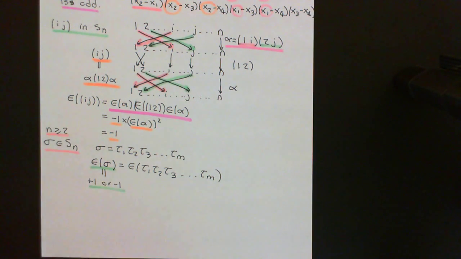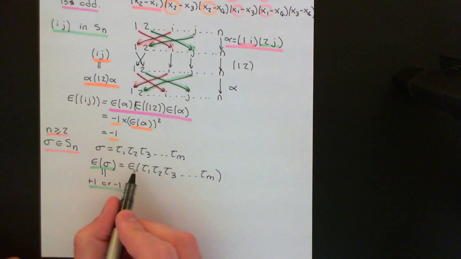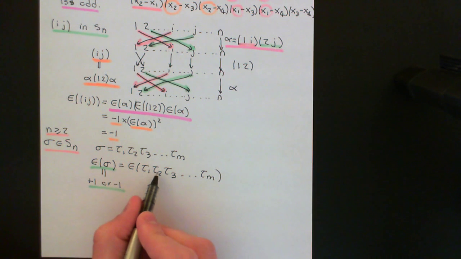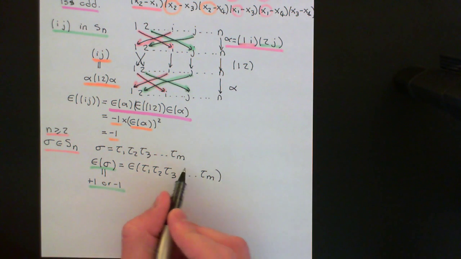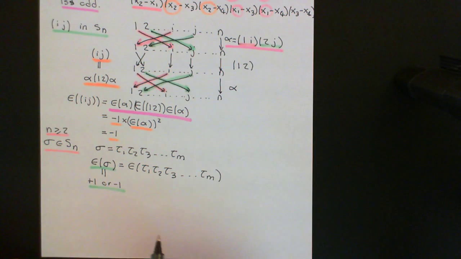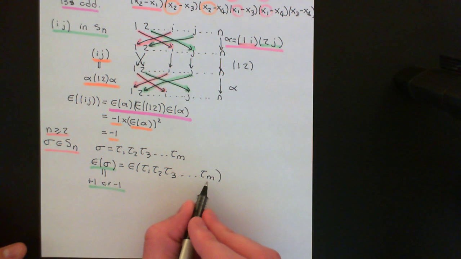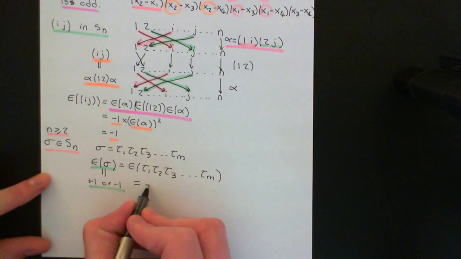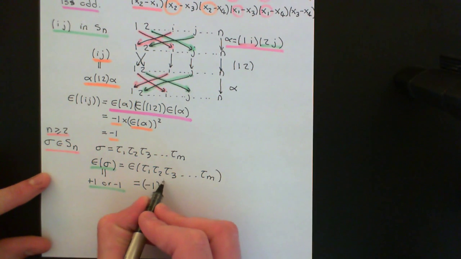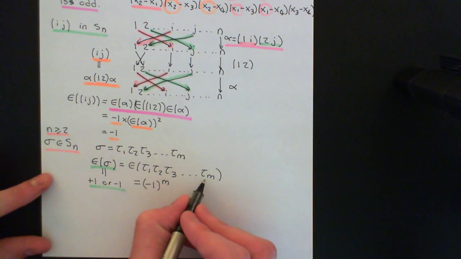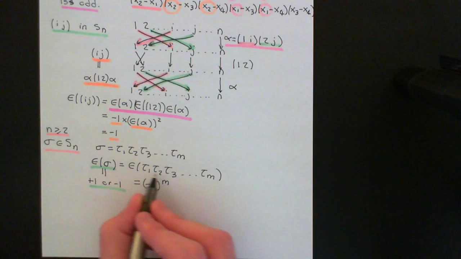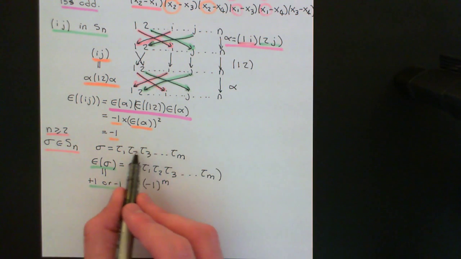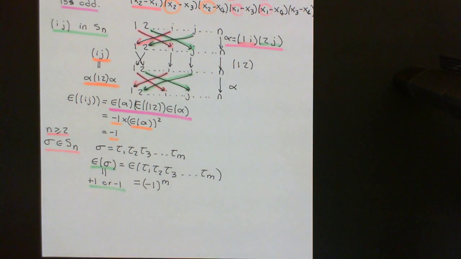On the other side, we can apply the fact that this is a group homomorphism to say that it's just the sign of tau 1 times the sign of tau 2 times the sign of tau 3 all the way up to the sign of tau m. But of course, each of these is just a transposition. Okay, so its sign is going to be negative 1, so this is just going to end up being negative 1 to the power of m, i.e. negative 1 to the power of how many transpositions you've got in this decomposition into transpositions.